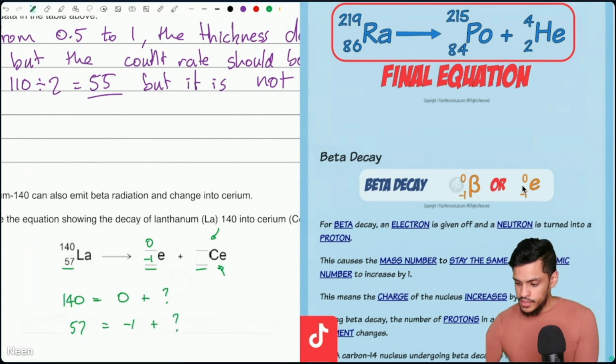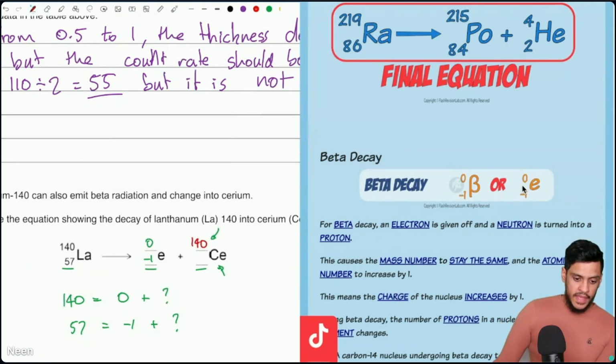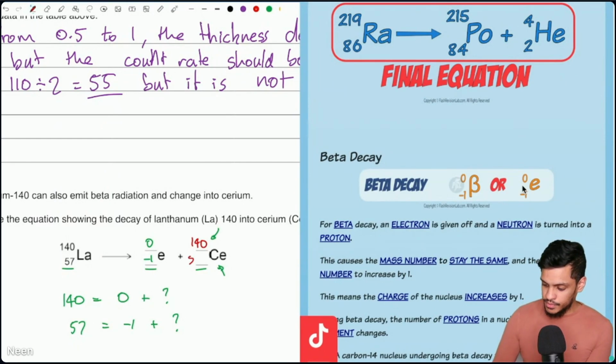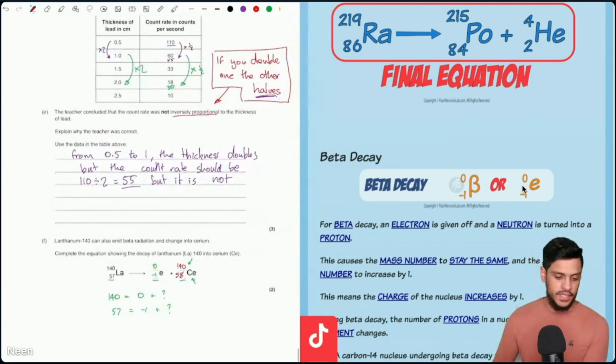So top one, yep, top one stays as 140. So you can just write 140 there. And bottom one is going to be 58. Well done, guys. So 140 and 58 is the answer for those.